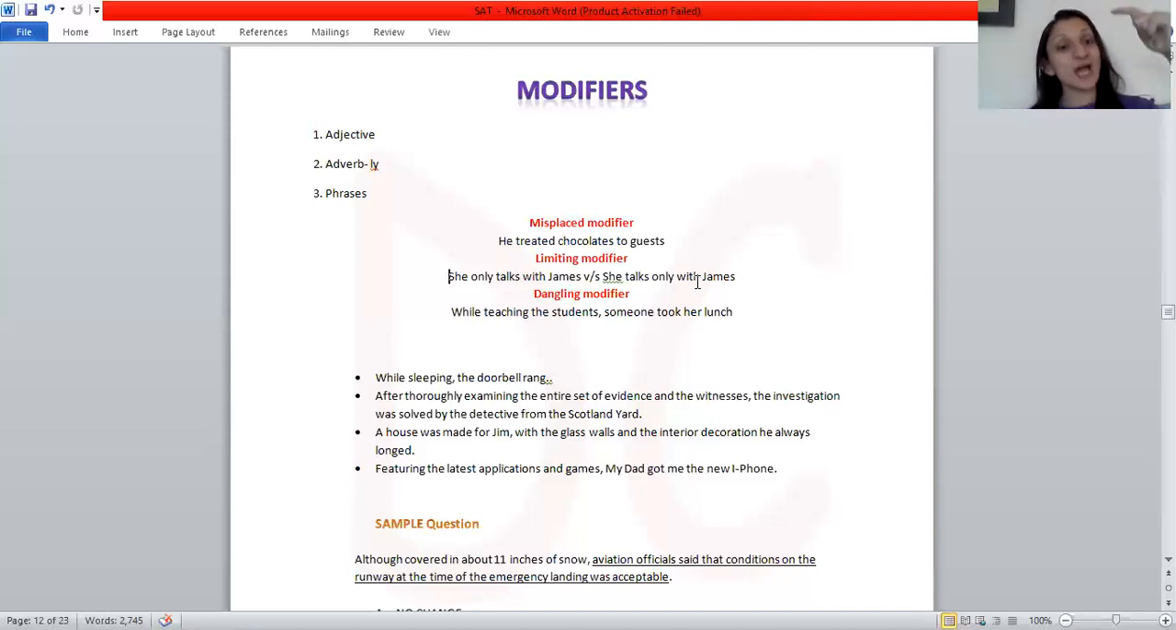So depending on how your passage is going, you will choose one of the options here. Okay. Now that's the limiting modifier. Both are grammatically correct, but which one should be the correct answer? You would know based on your reading of the passage. Now let's look at the dangling modifier.